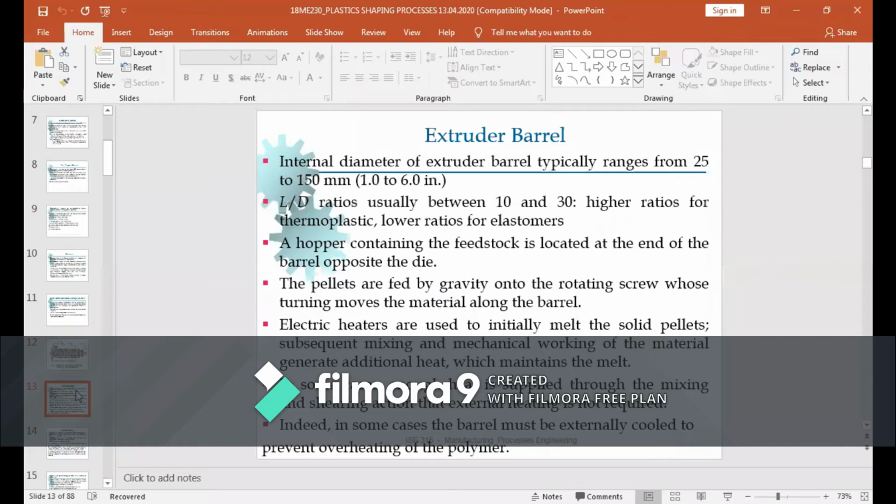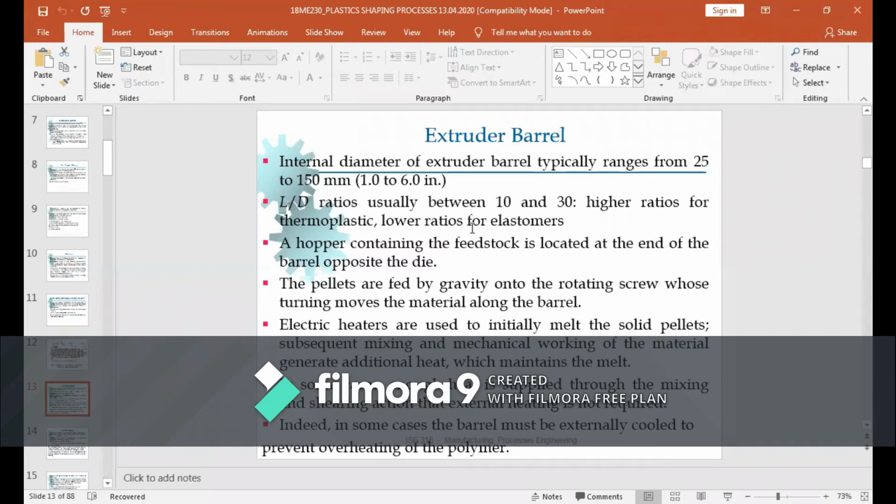Okay, the inner diameter of the barrel will range from 25 to 150 mm. Okay, L by D ratio. L is nothing but the length of the machine or length of the barrel. D is nothing but the diameter of the barrel, that is the inner diameter of the barrel.